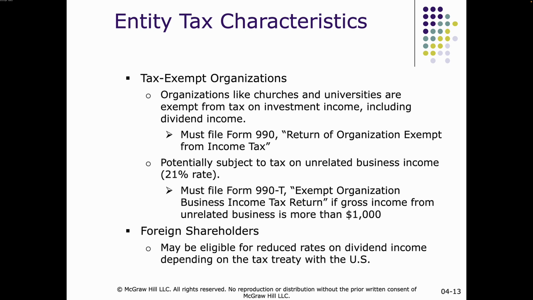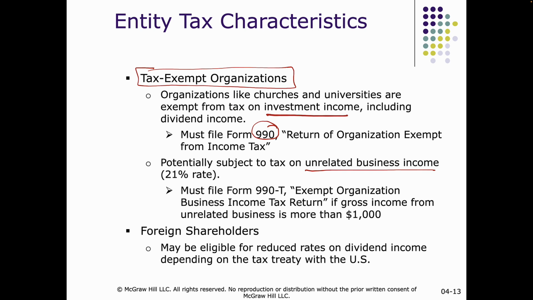Then we also have tax-exempt organizations, right? So these are churches or universities like our own that are exempt from paying taxes on investment income, which also includes dividend income. But in order to do that, tax-exempt organizations have to file a 990, a return of organization exempt from income tax. Some tax-exempt organizations can potentially be subject to tax on some types of unrelated business income at the rate of 21%.